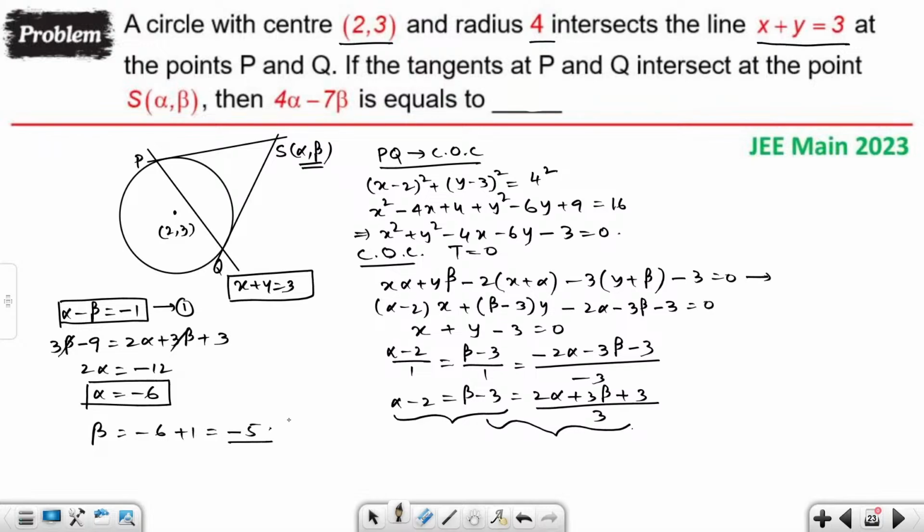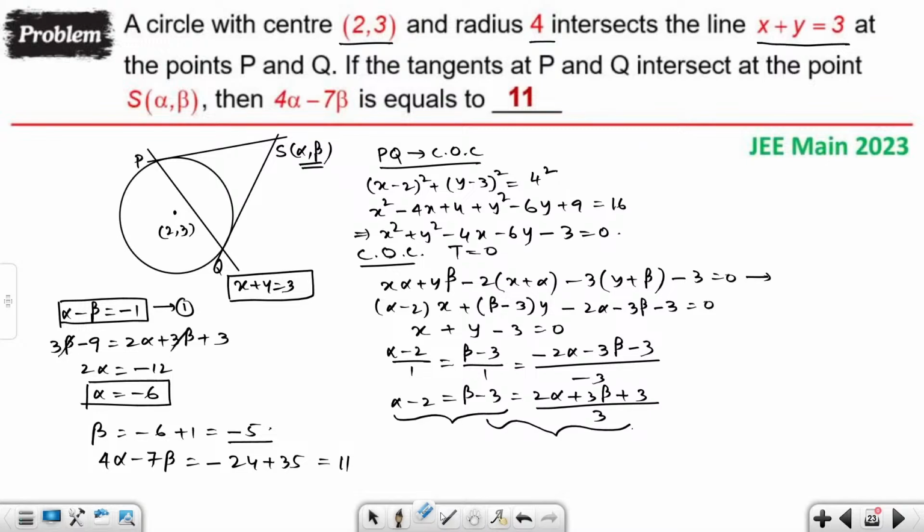Are you with me? So we got alpha, we got beta. Then what is the value of what they have asked? 4 alpha minus 7 beta. That gives us minus 24 plus 35, which gives us actually 11. And 11 is the answer for this question. Is it clear to all of you?